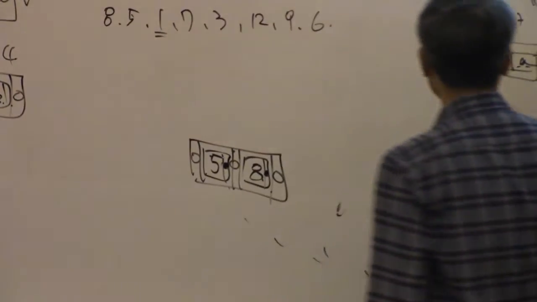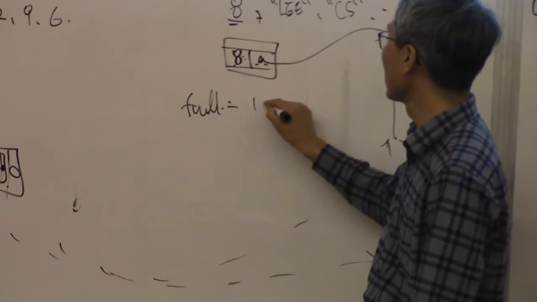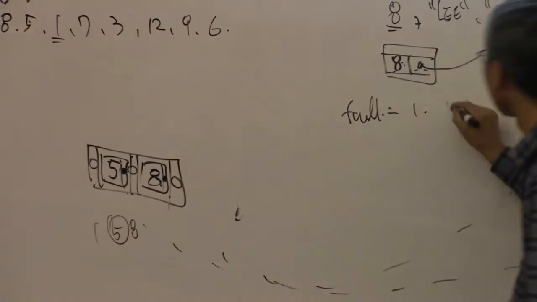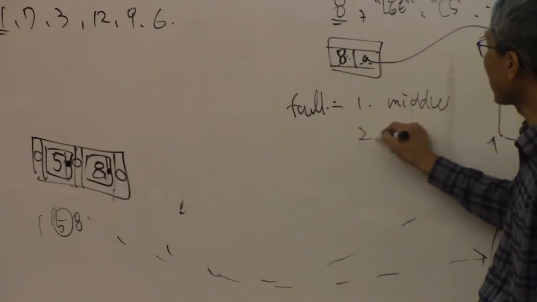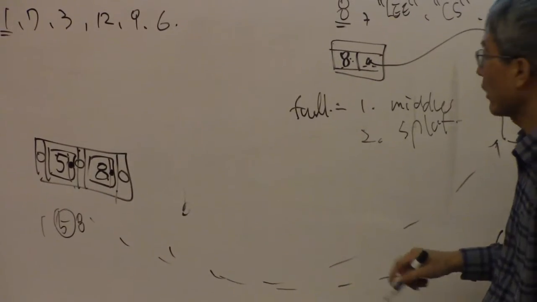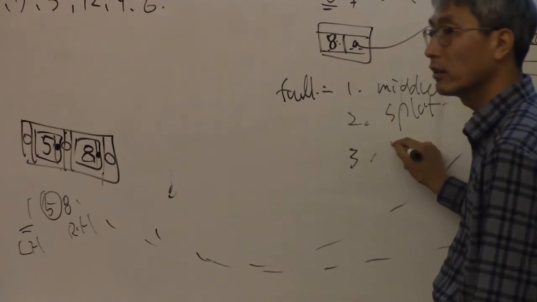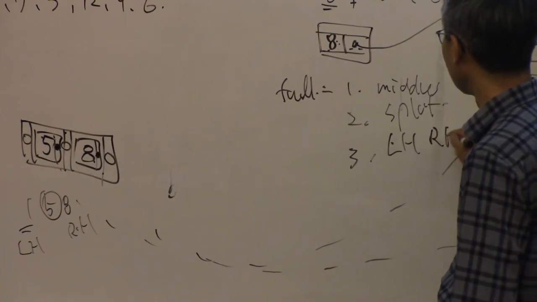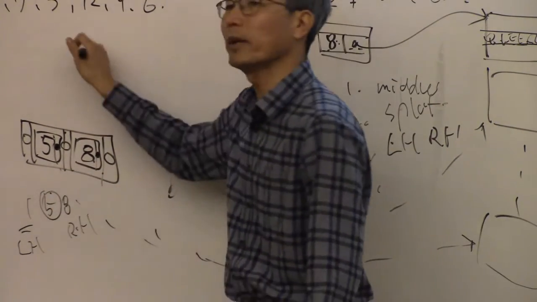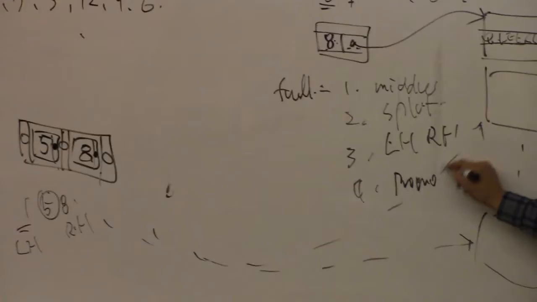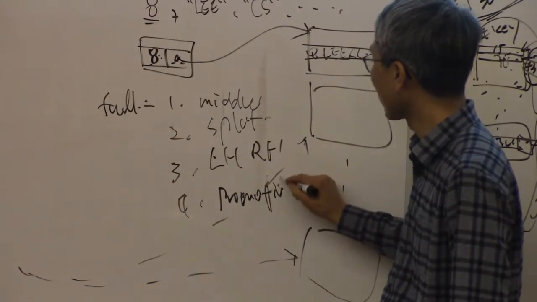Then 1 is inserted. So in case of a full node, the idea is first to decide the middle value. So 1, 5, 8. Decide the middle value. Based on the middle value, split into left hand side and right hand side. Then allocate the left hand side and the right hand side. The last step is that the middle value will be promoted. The promotion means going to the parent, which means it will be the parent node.